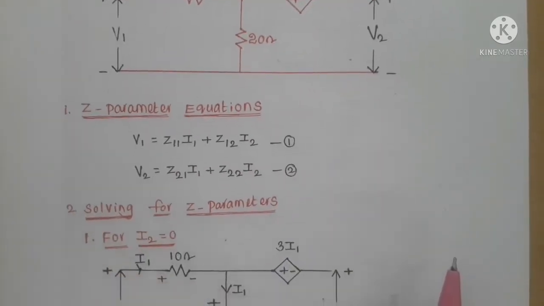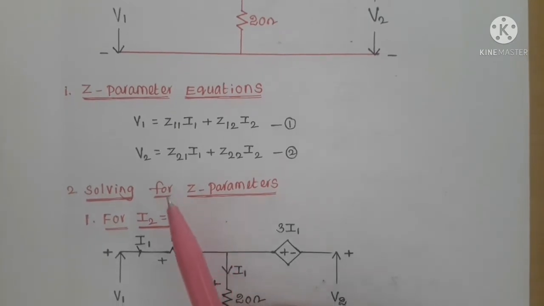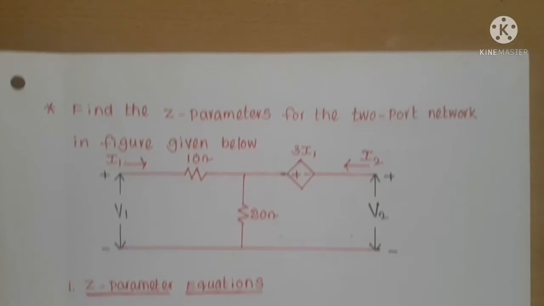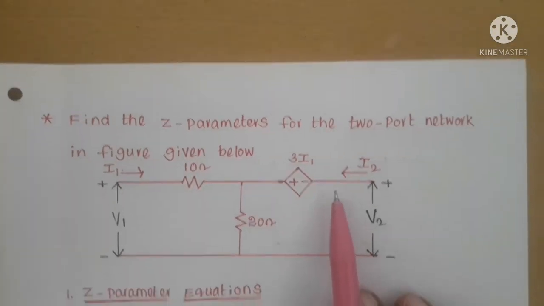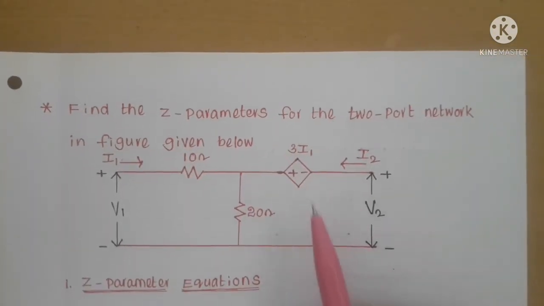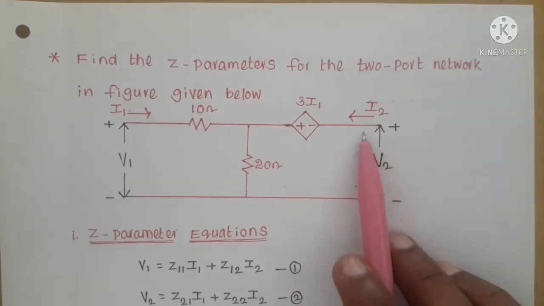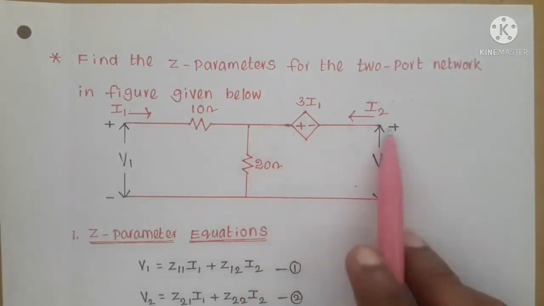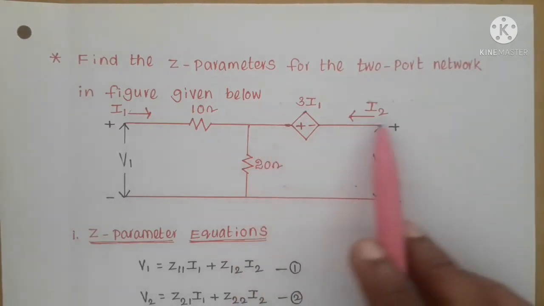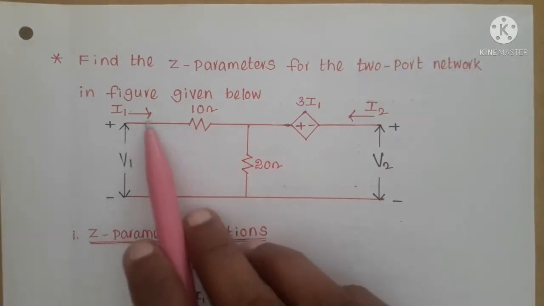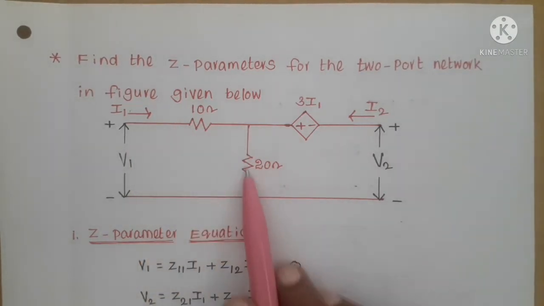So solving for the Z parameters for I2 equal to 0. If you keep I2 equal to 0 in this circuit, we have to apply that condition to the circuit as well as to these equations. If you apply the condition I2 equal to 0 to the circuit, the current in this dependent voltage source is 0. So when the current in this branch is 0, I1 is the current flowing in the 10 ohms as well as in the 20 ohms.